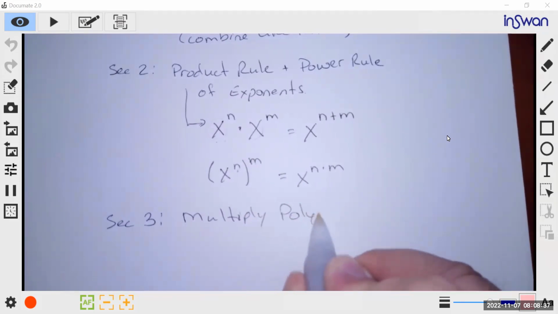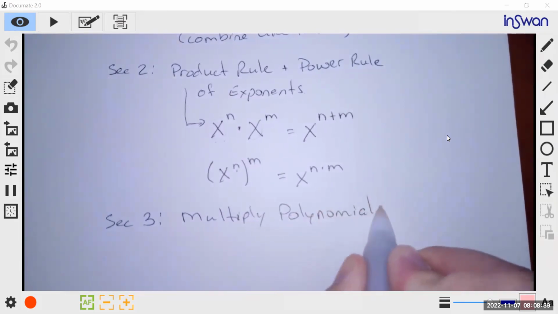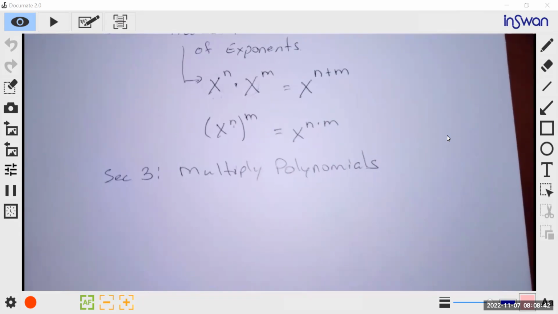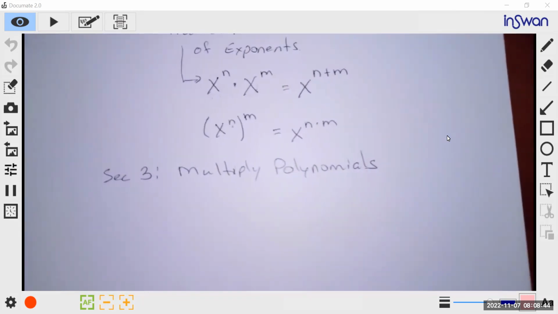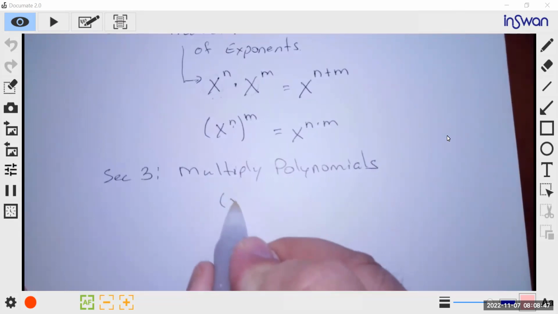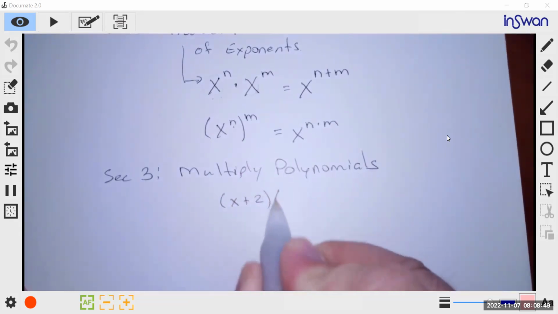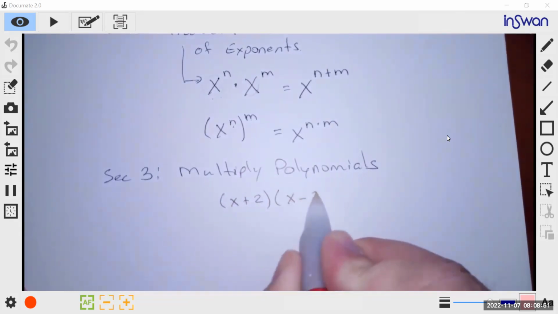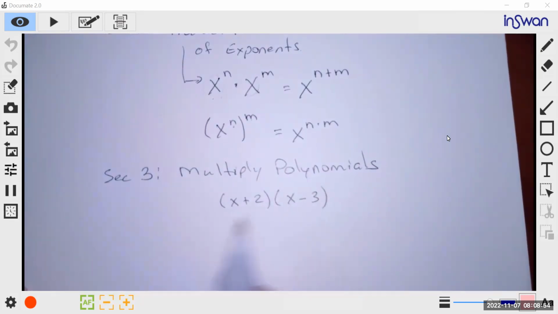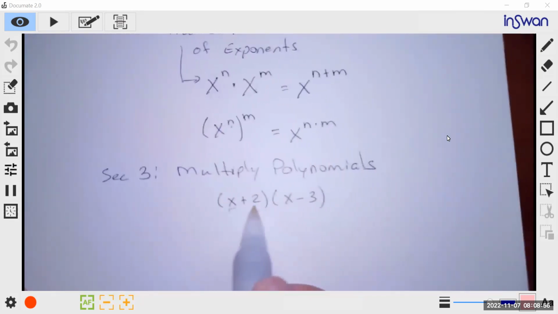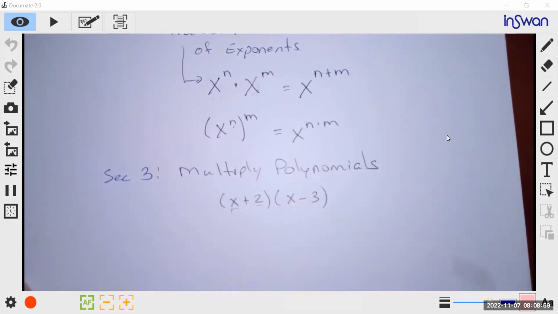All right, section 3. Multiply polynomials. We learned how to multiply. If you have 2 terms and they're both binomials, they both have 2 terms, we use the FOIL technique. But the FOIL technique only works when you have a binomial times a binomial. So 2 terms by 2 terms.